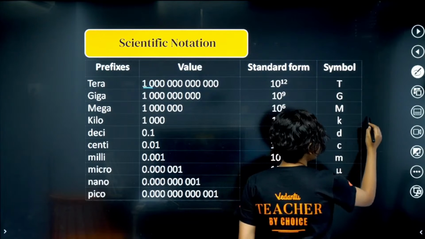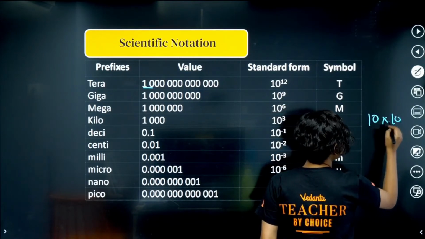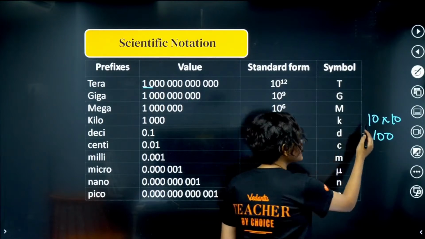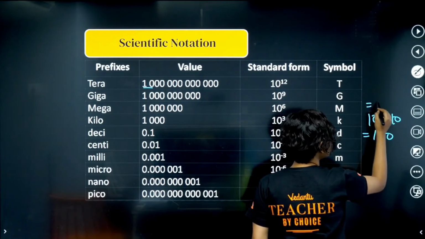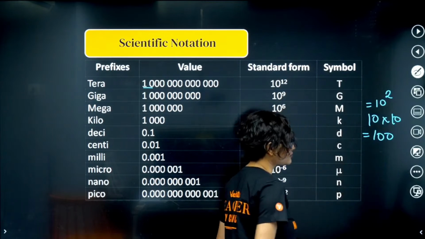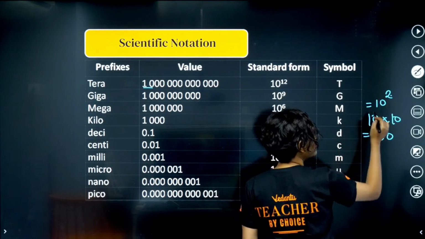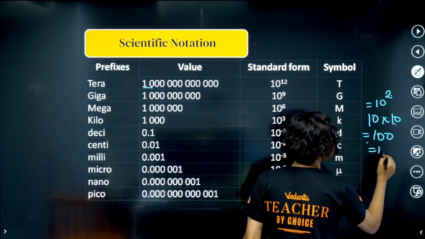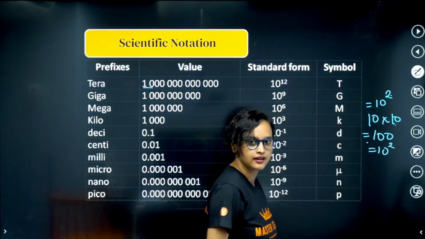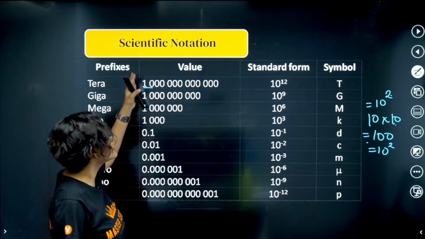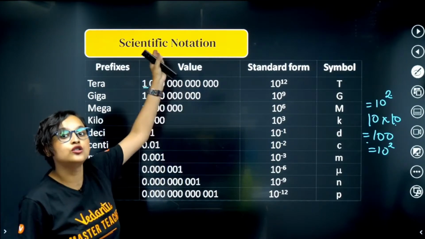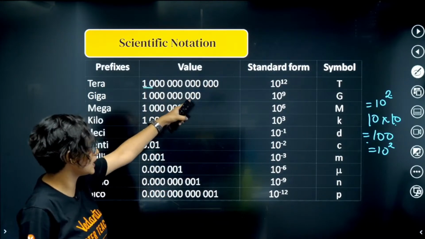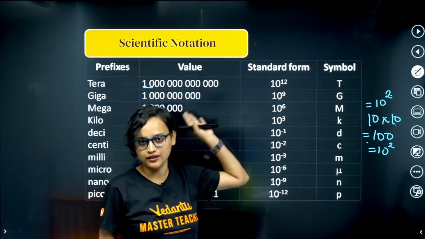Acha. If I do 10 into 10, what will be my result? 100, right? But what actually is this? This I can also write as 10 to the power 2. 10 to the power 2 means 10 into 10. It also means 100. So 100 can also be written as 10 to the power 2, right? Now this value means 10 into 10 into 10. 12 times if you multiply 10, that's when you will get this value. So 10 to the power 12, okay?